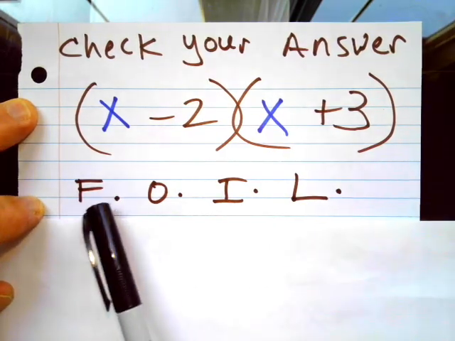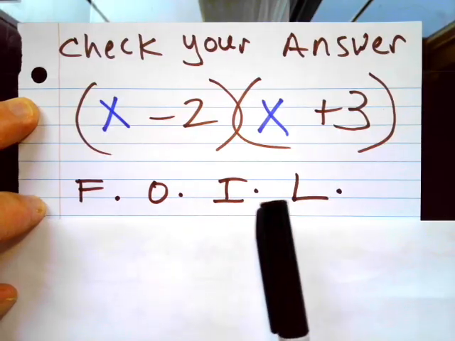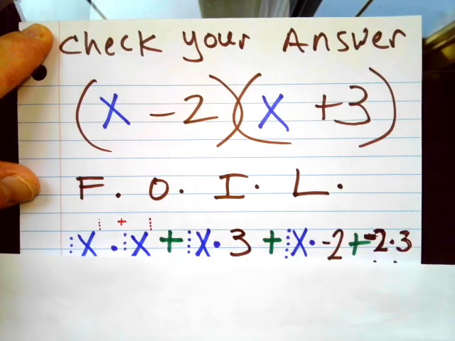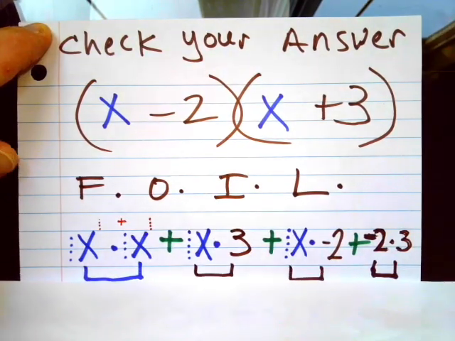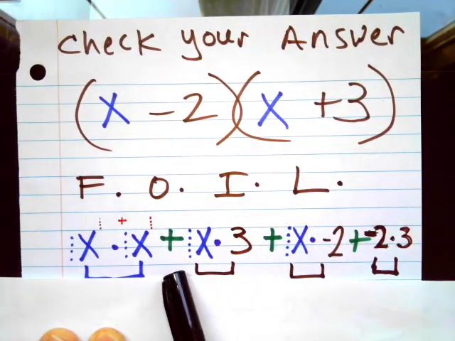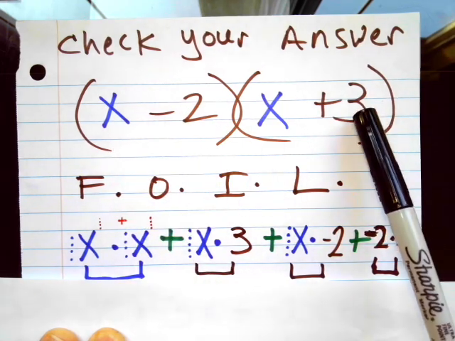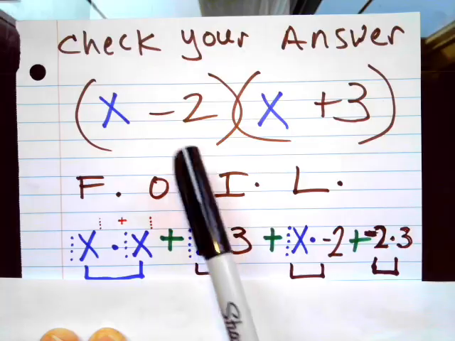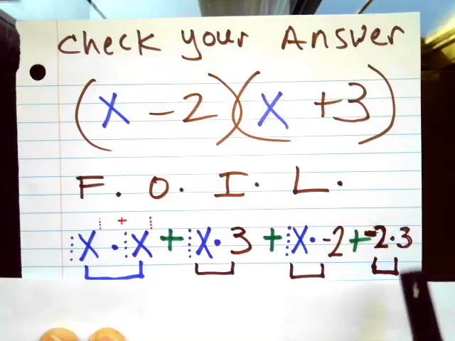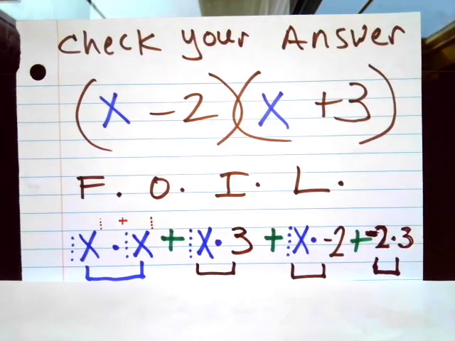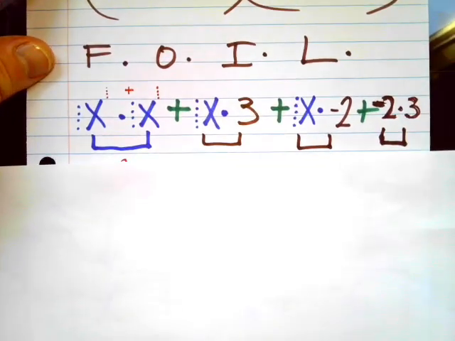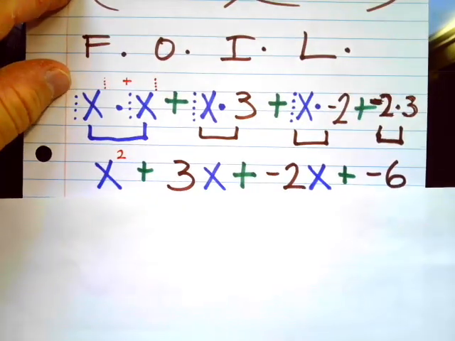First term multiply with first term. Outer term times outer term. Inner term times inner term. Lastly, last term times the last term. So in performing the FOIL, it's going to be x times x plus x times a positive 3 plus negative 2 times x, or x times negative 2, and then negative 2 times that positive 3. That's my last terms. I am going to multiply, then combine like terms, checking my answers.